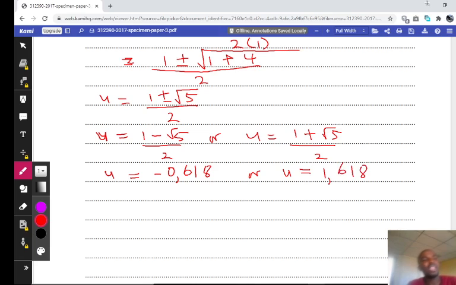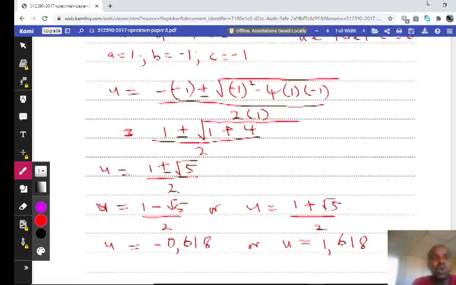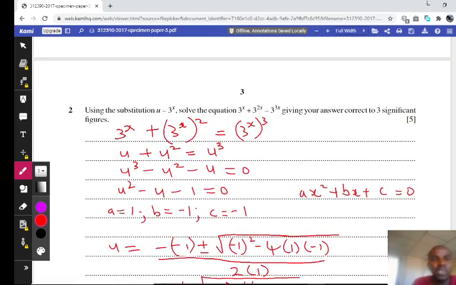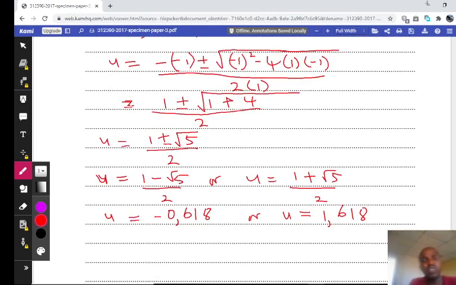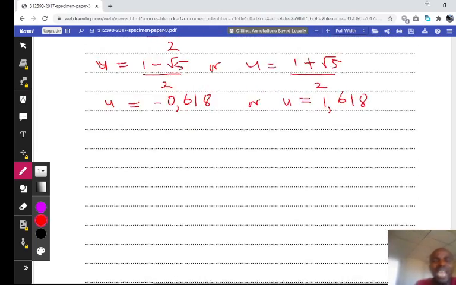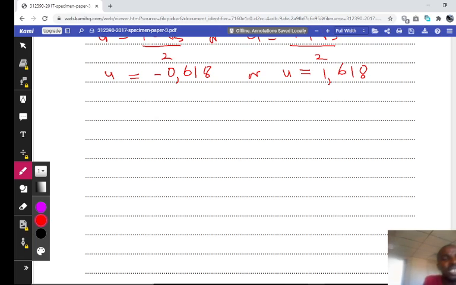Now, based on our substitution, what did we say? We said let u is equal to 3 to the power x. Up here, u is equal to 3 to the power x. What you want are the values of x, not the value of u. So you have to substitute again. 3 to the power x is equal to the first one, minus 0.618, or 3 to the power x is equal to 1.618.